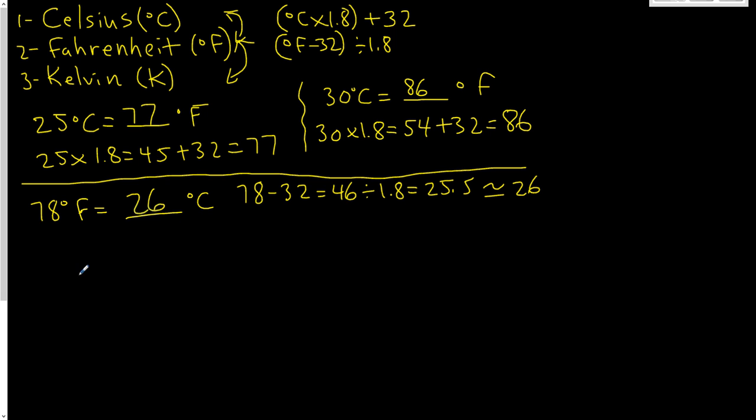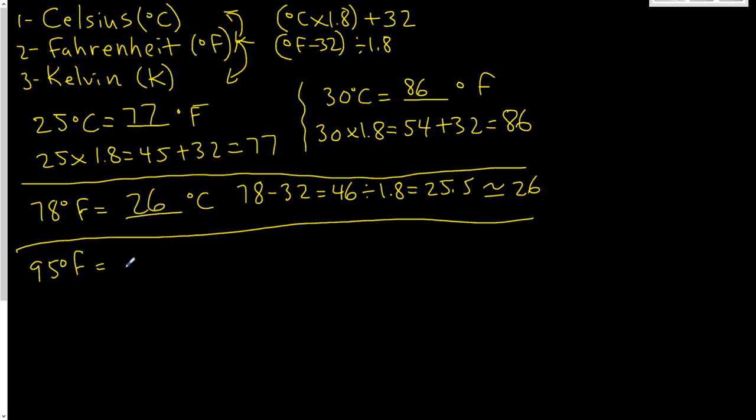Okay. Let's do one that's not so close to the one that we just looked at. Let's go 95 degrees Fahrenheit, and we're going to flip it to Celsius. I'll do this one rather quickly. Same idea. We're going to subtract 32, and that's going to give us 63, and 63 divided by 1.8 gives 35 degrees Celsius. Okay, so that's 35.